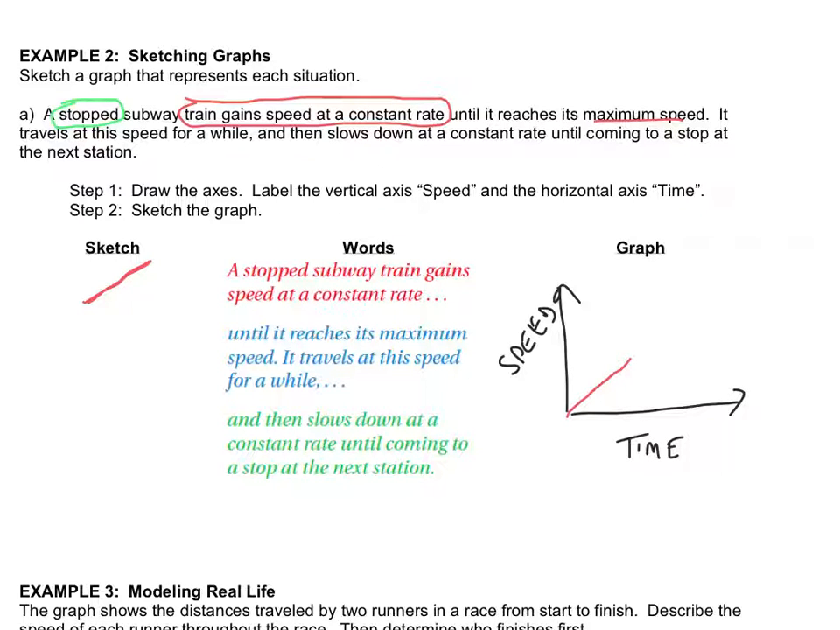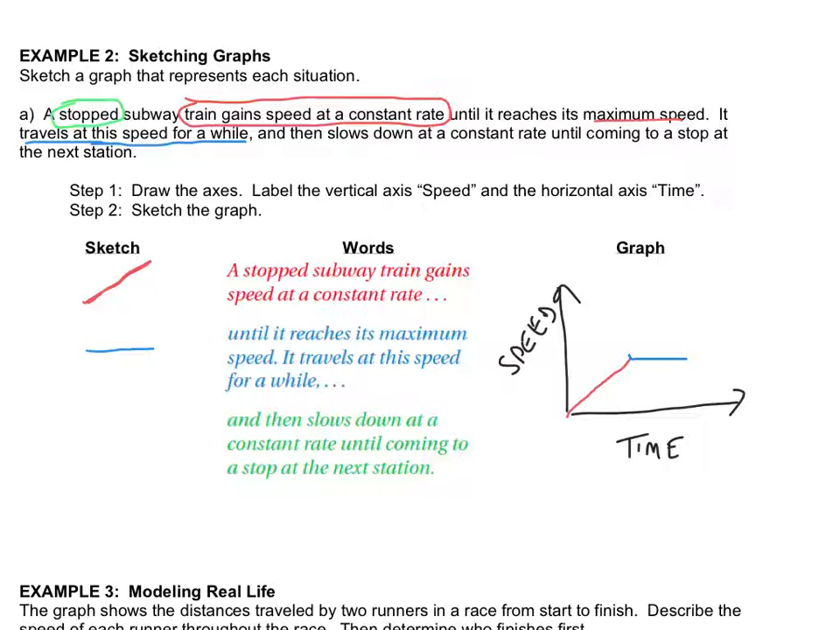It then travels at this speed for a while. So right here would be the maximum speed, right? It's going to stay at that speed for a little while as time goes on. It's not going to get more, it's not going to get less, it's staying at that speed. And for a while, there's a little bit of interpretation on that. You might think it's a short little while, somebody else might think it's a long little while, but it's going to stay at that same speed. So it's a horizontal line during that time. It's not getting faster or slower.